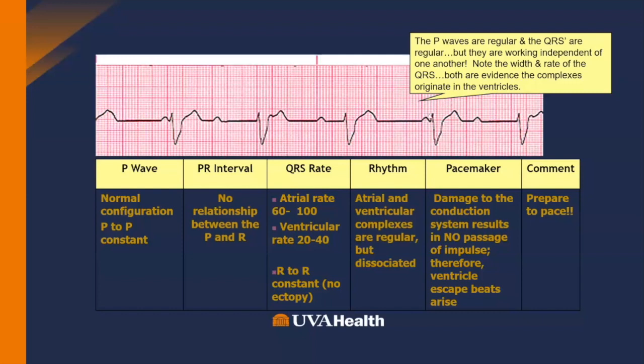What's happening, however, is that there's no relationship. So what's happening at the SA node and what's happening in the His-Purkinje system are mutually exclusive. There's dissociation, and that is a complete heart block. So the conduction of the electrical impulse is blocked. That's where that comes from, or AV dissociation. So what we're looking for is a constant R to R, a constant P to P, and no predictable P to R relationship.